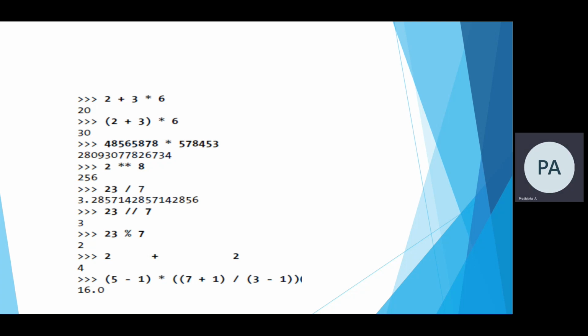When we have a parenthesis, the parenthesis will be evaluated first. Here, since we have one parenthesis, we are evaluating from left to right. So 5 minus 1 will be 4. Then inside that you have another parenthesis, which will be evaluated first. Then we have the division. After that, we get the answer 16.0. This is how Python can be used for evaluating expressions, similar to basic mathematics.